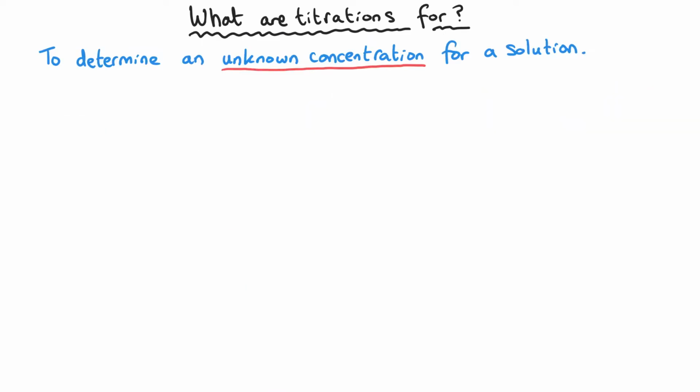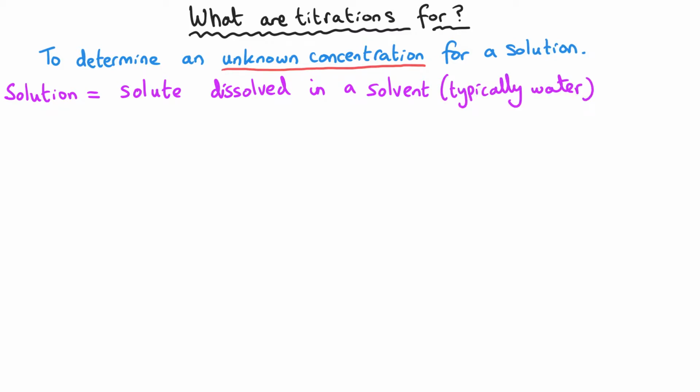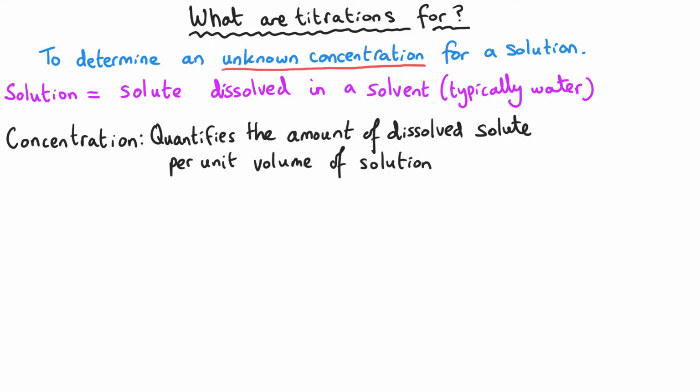A titration is carried out to determine an unknown concentration for a solution. A solution is where you take a solute and you dissolve it in a solvent. Typically, the solvent is water. The concentration for a solution quantifies the amount of solute that is dissolved in a unit volume of that solution.